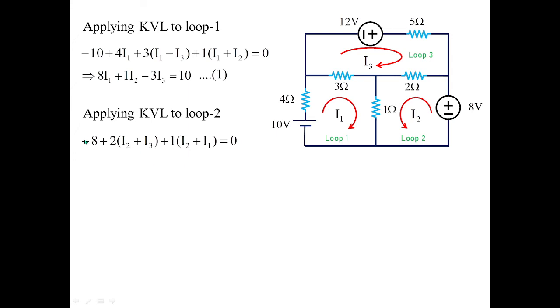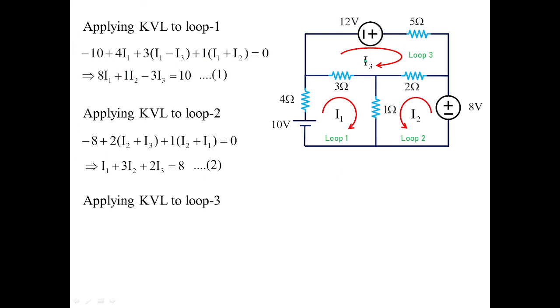You can see here minus 8, we have started from here, plus 2. I2 is in anticlockwise direction, I3 is in clockwise direction. That is why it is I2 plus I3 plus 1. Here also you can see I1 and I2 both are acting from top to bottom, so that is why I2 plus I1 equal to 0. Simplifying this equation will give you I1 plus 3I2 plus 2I3 is equal to 8, considering this as equation 2.